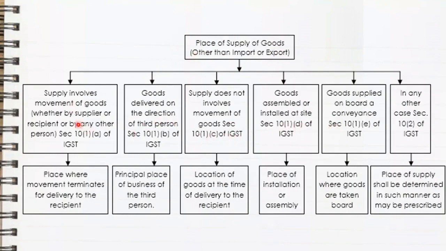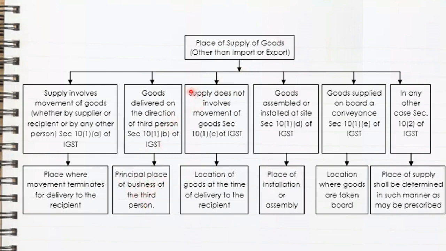The very first rule is supply involves movement of goods. Under this rule, if the supply of goods is from one place to another place, then the place of supply will be the place where the movement terminates for delivery to the recipient. That's the very first rule. Second, goods delivered on the direction of a third person. If there are 3 persons involved in a transaction, the place of supply will be the principal place of business of the third person.